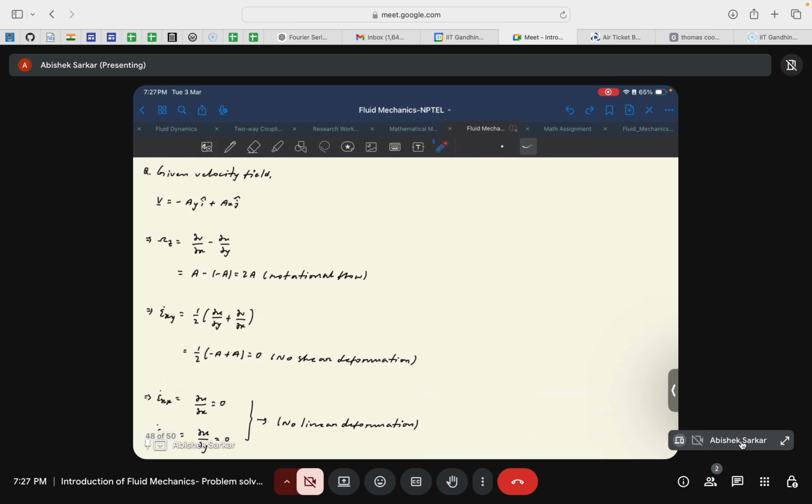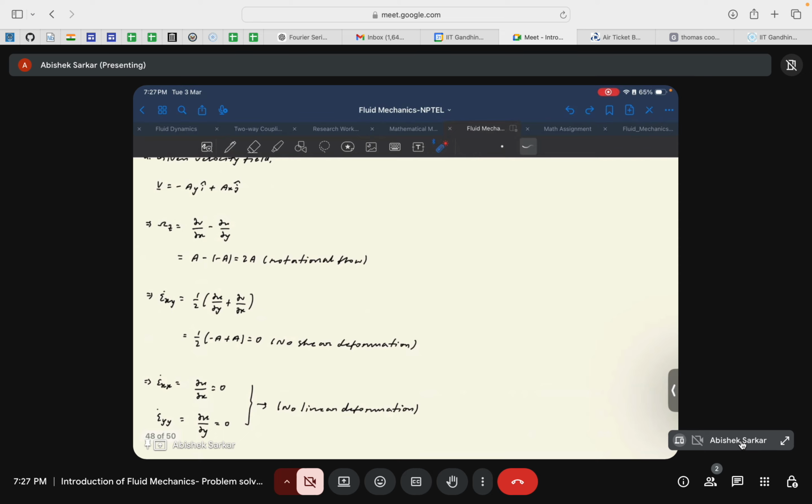Now angular deformation epsilon xy is half of dou u by dou y plus dou v by dou x. So you'll have half times dou u by dou y is minus a plus dou v by dou x is plus a. So this will give you 0. So you'll have no shear deformation.